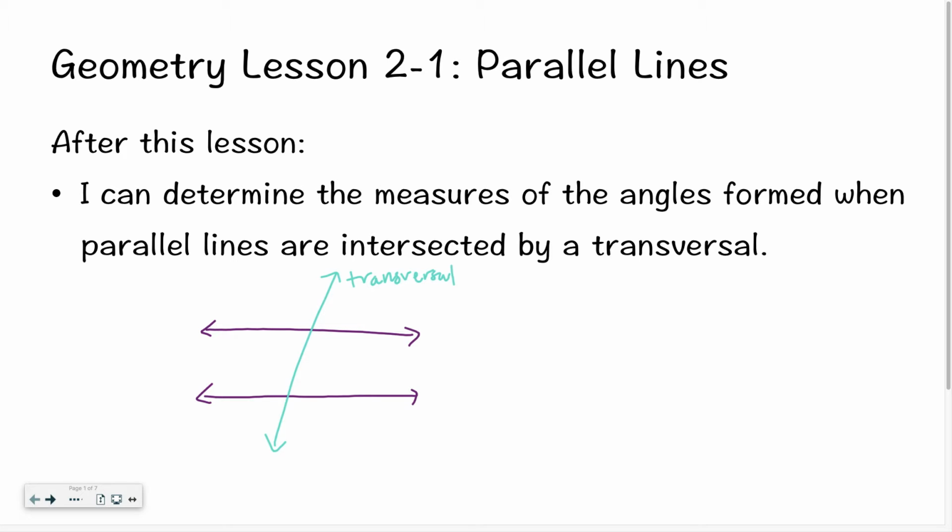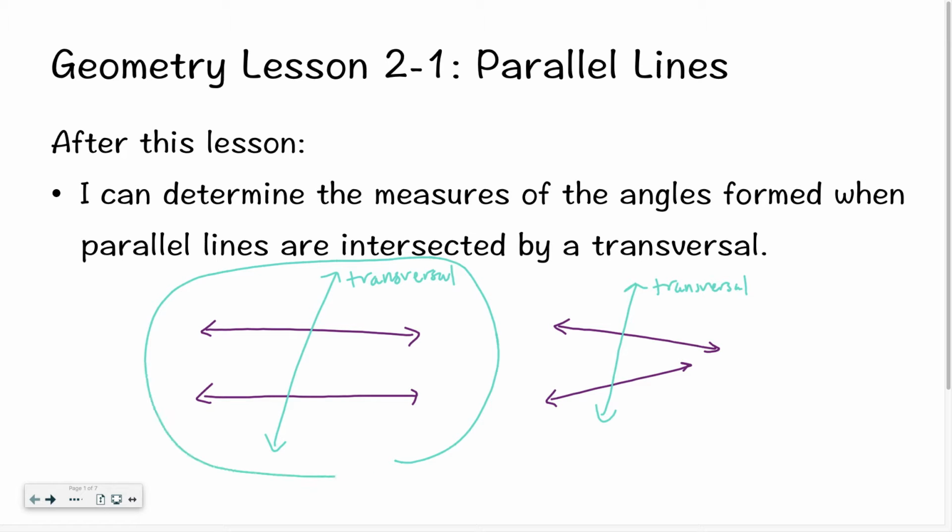The example that we're going to work with the most frequently in this class is when a transversal cuts two parallel lines. But if I had two lines that weren't necessarily parallel, let's say they looked something like this, and I had a third line that cut them, it's still called a transversal. Okay? But like I said, we're mainly going to be working with parallel lines and transversals.